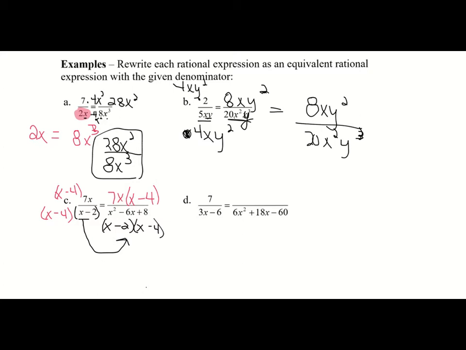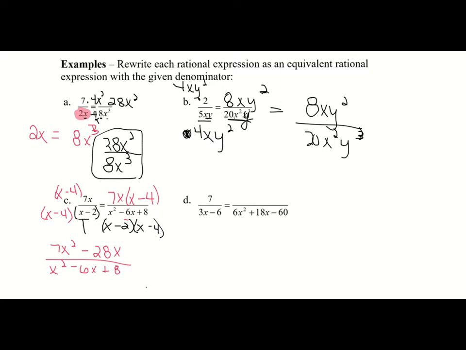Typically, we will need to distribute to help us add our expressions together. So we'll go ahead and distribute it and see what it turns into. So it would be 7x squared minus 28x over, and then we know when we FOIL this, we get x squared minus 6x plus 8.